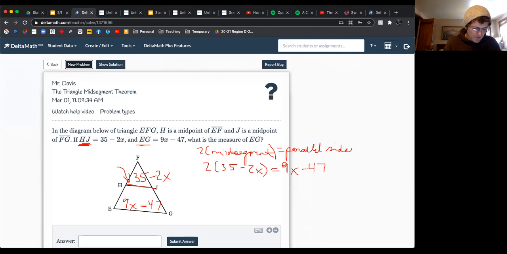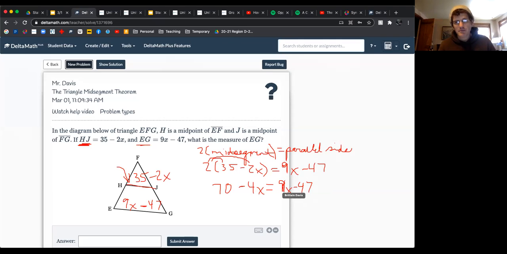So now I've got this set up, I can now solve. I need to do my distributive property. With the angles, I didn't ever have to double anything because the angles are just equal. But here, the mid-segment, we have to double it to make it equal to the parallel side. So I get 2 times 35 is 70. And 2 times negative 2, so that's going to be minus 4x equals 9x minus 47.